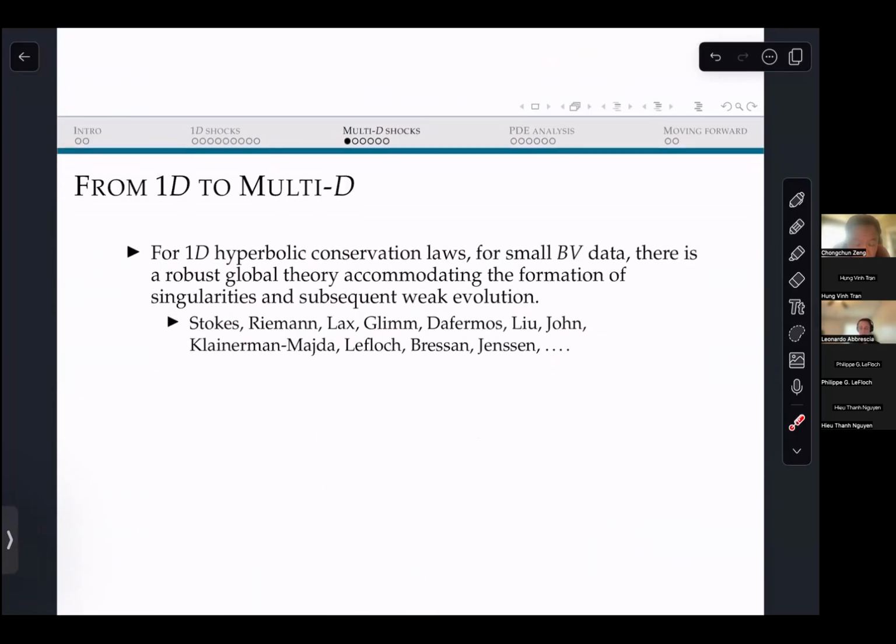Okay, so of course, I really cannot do the field justice. I can just say that there's a lot of really, really influential people that have contributed to this world. Although I will say there's a very interesting result by Bressan in 2000, and he constructed large BV data and a hyperbolic system where the BV norm blew up. Okay, so even in one space dimension, there's still a lot of work to be done to understand things like this.